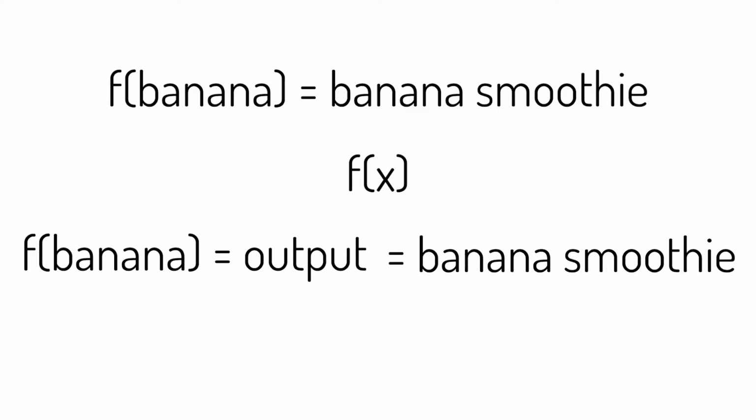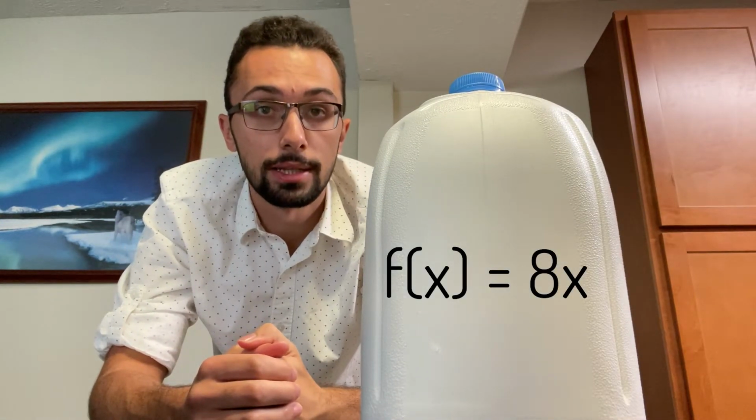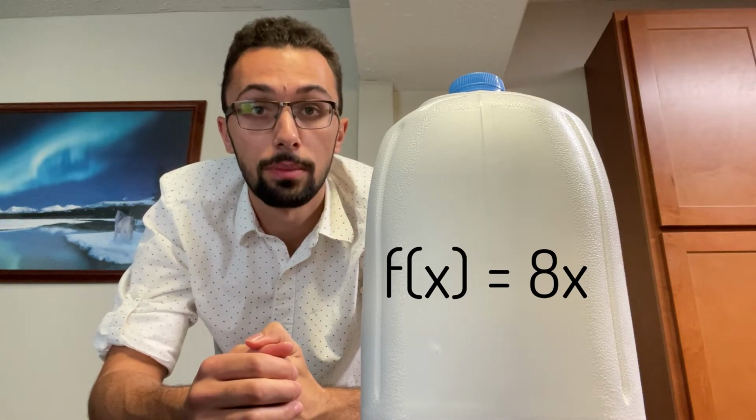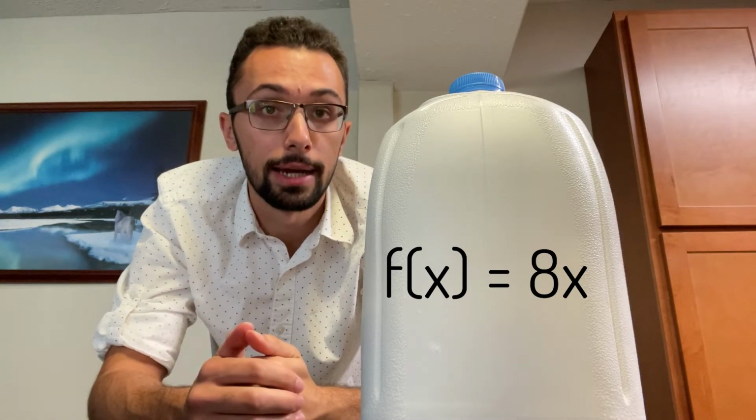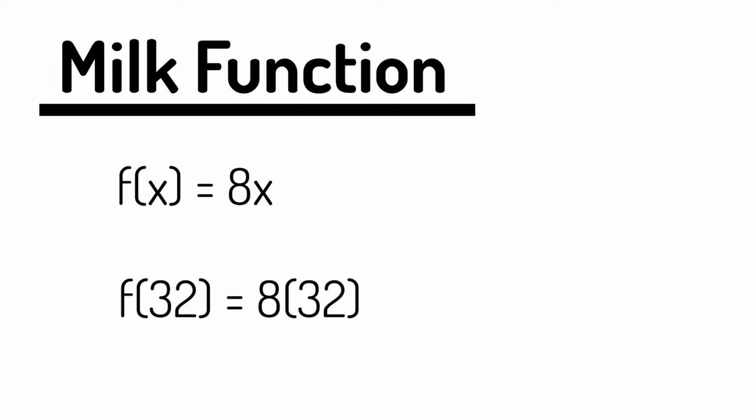Let's go back to our dairy farm example. Our function for the dairy farm example is f of x equals 8x. Our input variable x represents the number of cows, and our output f of x represents the amount of milk that they can produce in a day. Earlier, I wanted to know how much milk would be produced in a day by 32 cows. We can substitute the number 32 for the x in our function and get f of 32 equals 8 times 32. And after doing the multiplication, it turns out that 32 cows produce 256 gallons of milk in one day.